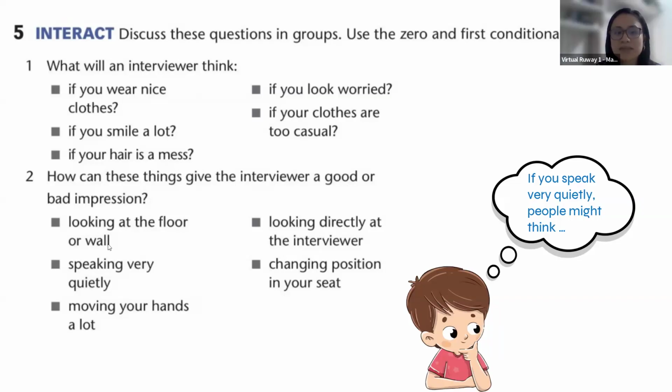Number 2, how can these things give the interviewer a good or bad impression? For example, looking at a floor or wall, right? When you have the interview, you don't look the interviewer, you look the floor, you look the walls. So do you think that's a good impression or a bad impression? Speaking very quietly, good or bad, moving your hands a lot, looking directly at the interviewer, and changing position in your seat. Good. I would like that you can discuss number 1 and number 2 in groups with your classmates.